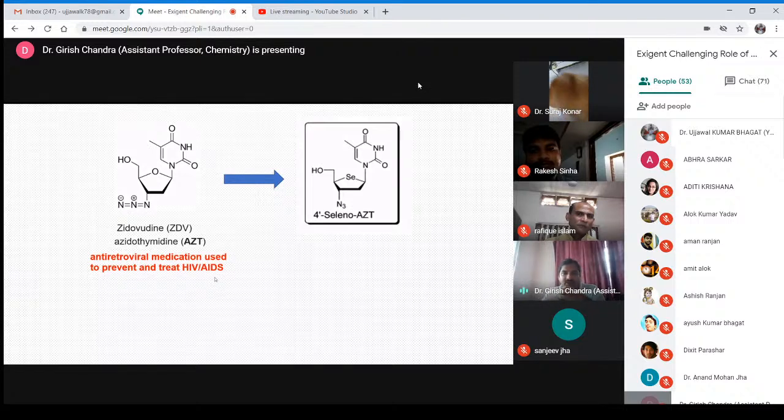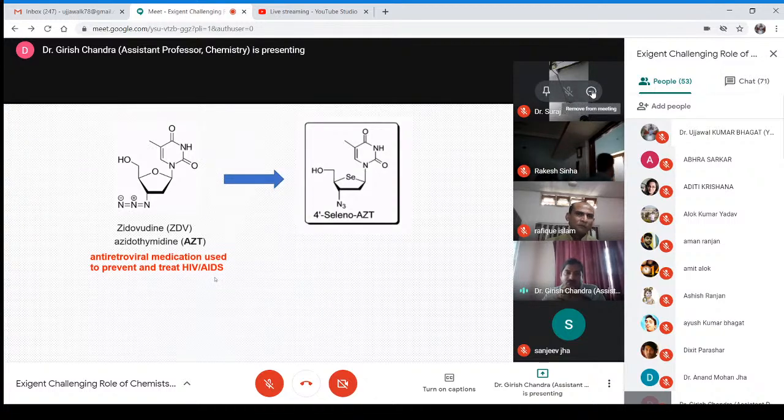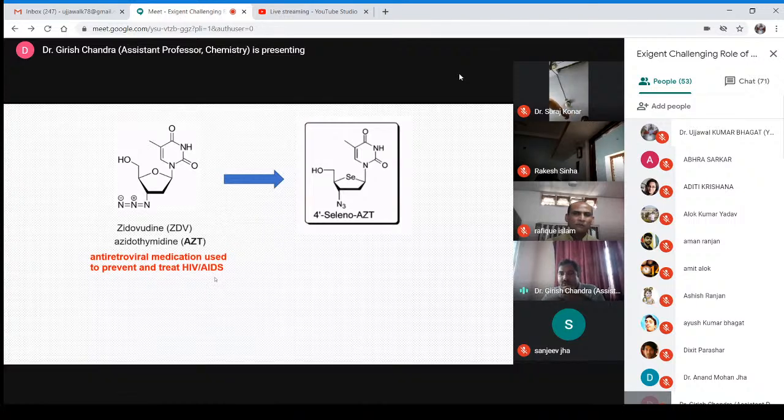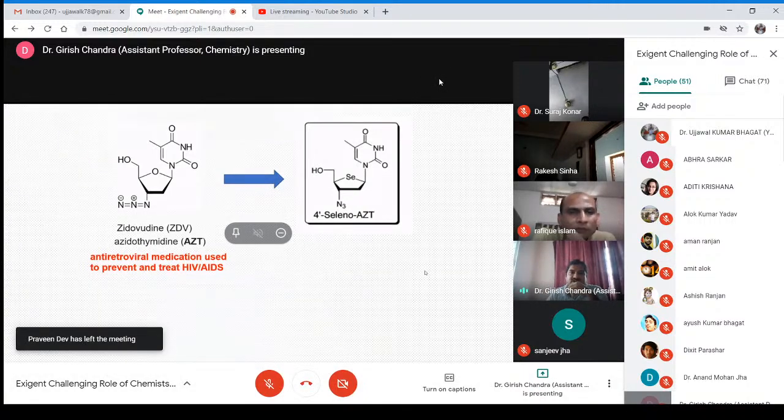But once again, this compound started showing resistance by the virus, and after a few years, it became useless. So organic synthetic chemists started to develop more powerful drugs so that we can combat HIV. We also started to make a more or less similar compound called 4-seleno-AZT. If you can see, in place of oxygen, we replaced selenium. We thought that by having selenium, there would be more proper binding against the enzyme associated with the virus, and that may kill it more properly.